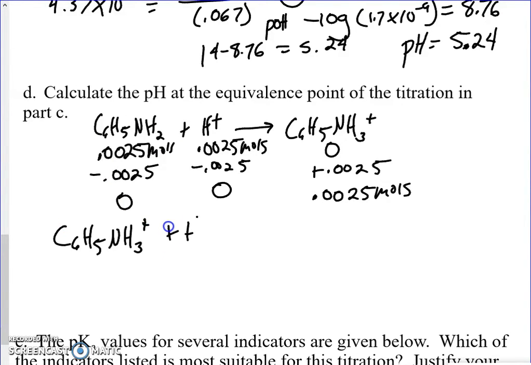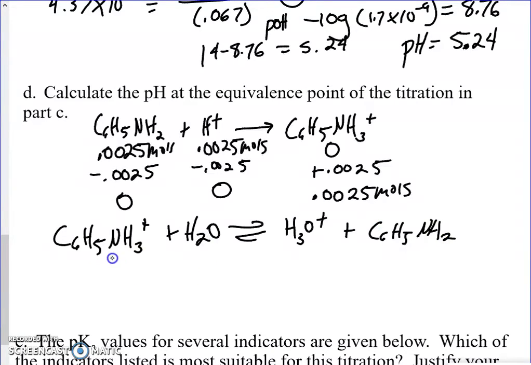Okay, if it's going to react with water, how is it going to react with water? Well, notice the positive. Also notice we're calling it a conjugate acid. So that means the acid is going to give up the hydrogen, forming hydronium and our aniline ion. Well, if we want to find the pH of this, we need to figure out the concentration of our hydronium ion. How do we do that?